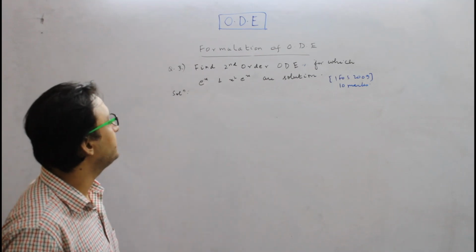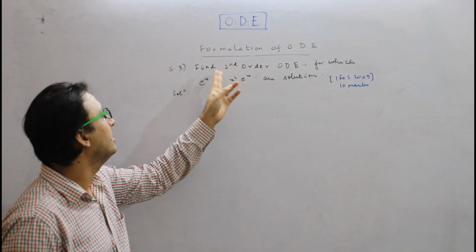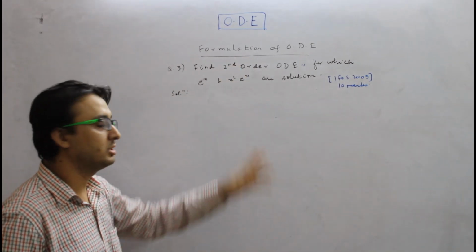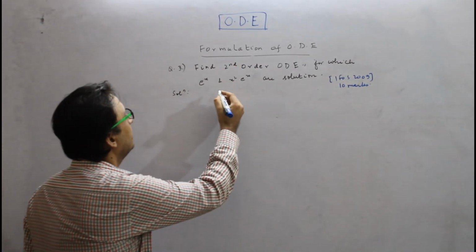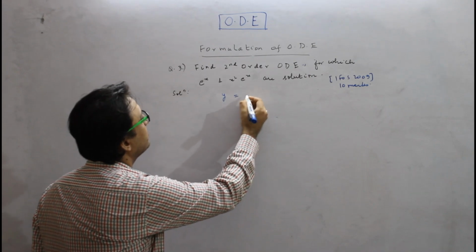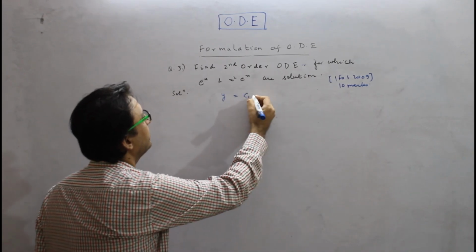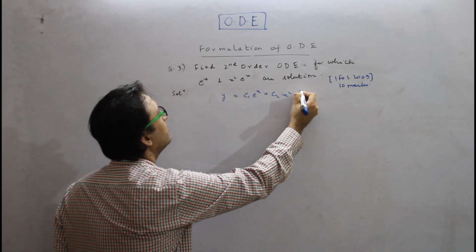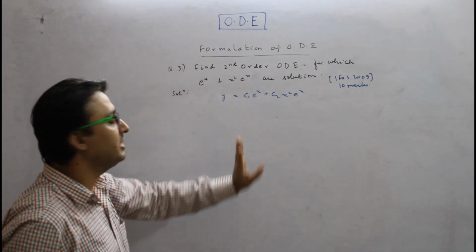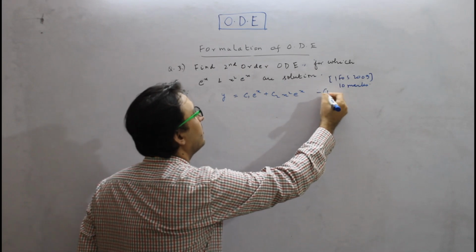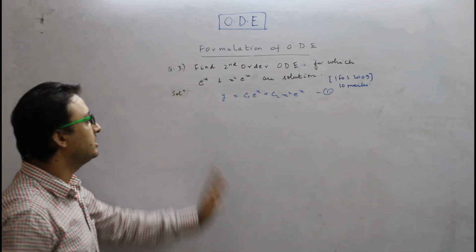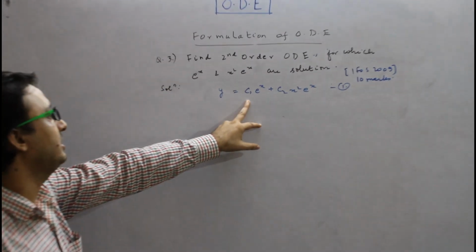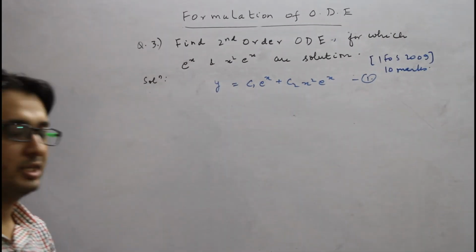So we have to formulate the differential equation and we have to find the second order, it is explicitly mentioned. So we have to start with y is equal to, say, arbitrary constant c1 e to the power x plus c2 x square e to the power x. So we are having our equation, this can be written as 1. We have formulated the equation, we have to differentiate it twice because two arbitrary constants are there.